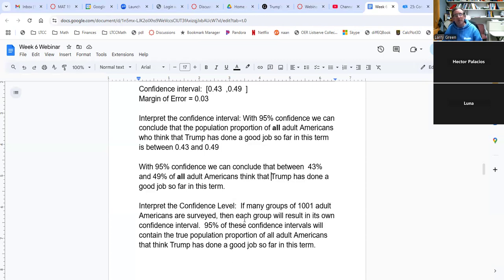of thing. Won't be about thinking Trump has done a good job so far in this term. It'll be something else, but you have to write something. Okay, it's going to have the same kind of template, but it'll be about something different. And the first is for the confidence interval, and the second is for the confidence level. Okay, there's a lot of writing in this class, and that's important. And by the way, not just for the exams, but also for the discussion post assignment. Make sure you use the template. Okay. Any questions so far?